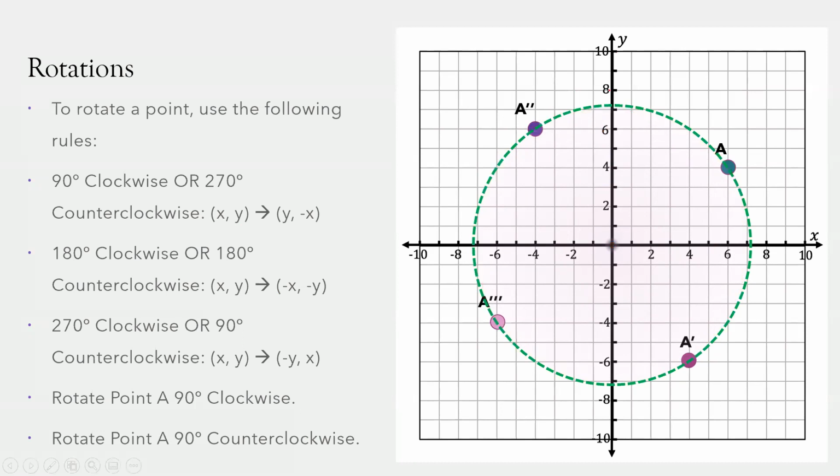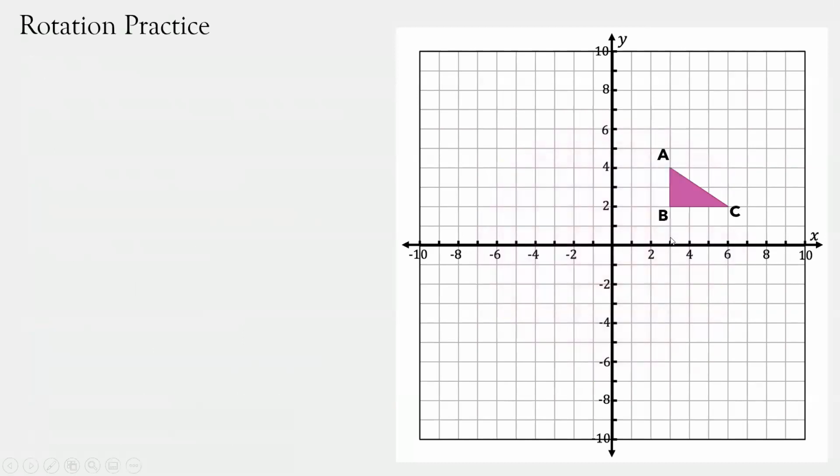Okay. Any questions about this part of it before we try it with a shape? And then we'll be done for the day. Okay, so on the next slide, if you're not participating, I'm going to assume you don't understand this, and I'm going to make you stay later to get some extra practice. So please pay attention and give this a shot.